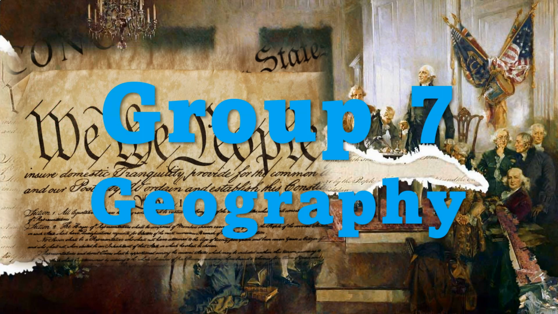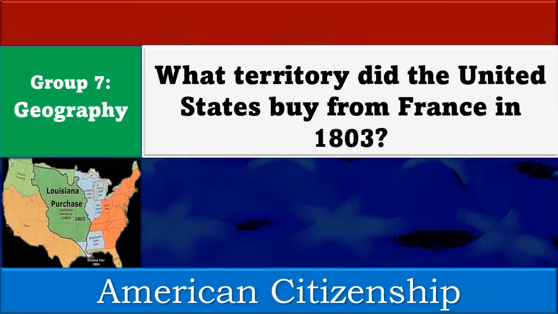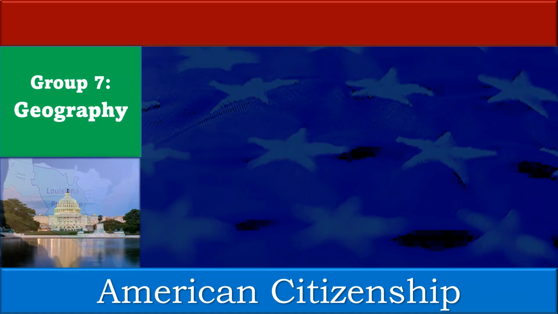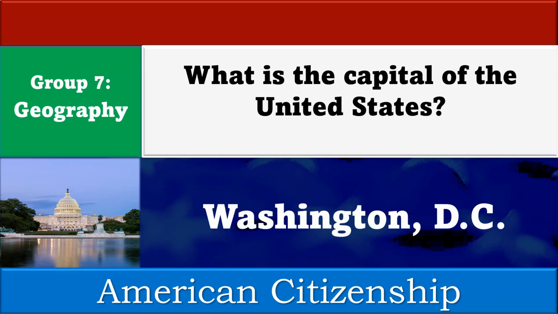Now let's continue to group number 7. This group has to do with geography. What territory did the United States buy from France in 1803? The Louisiana Territory. What is the capital of the United States? Washington, D.C.